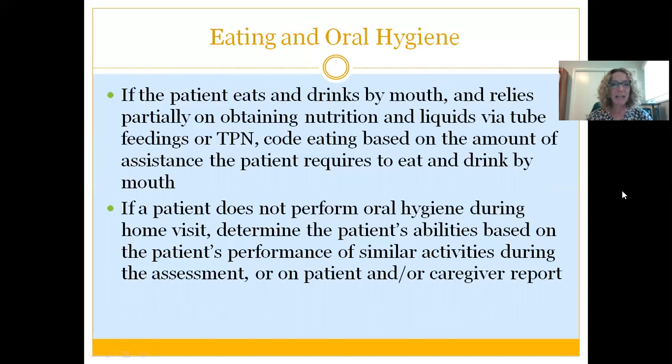In addition, when we're looking at eating and oral hygiene, if they eat and drink by mouth and they only get some of their calories or some of their hydration through a tube, then we do want to code based on how they're doing with the part that they do eat. If they don't do oral hygiene during your evaluation, which is probably the case, you can determine their abilities based on their performance of either similar activities during the assessment or based on caregiver report, the patient's report.